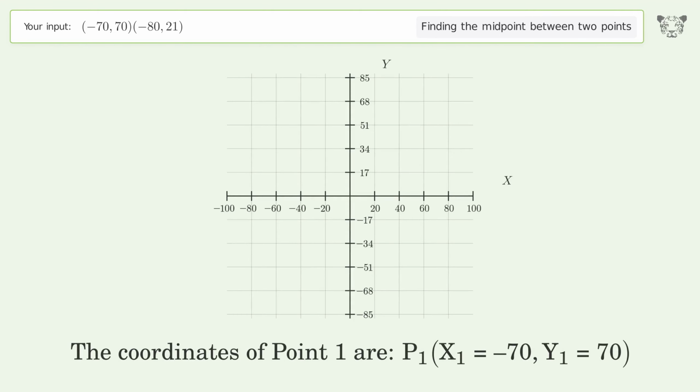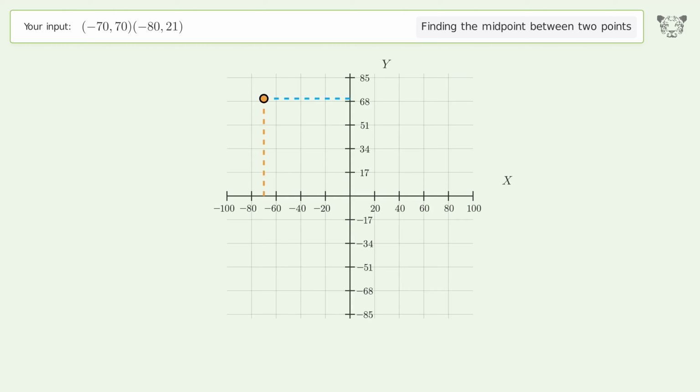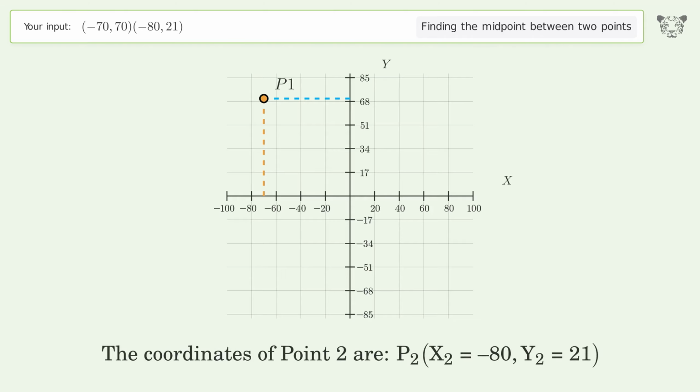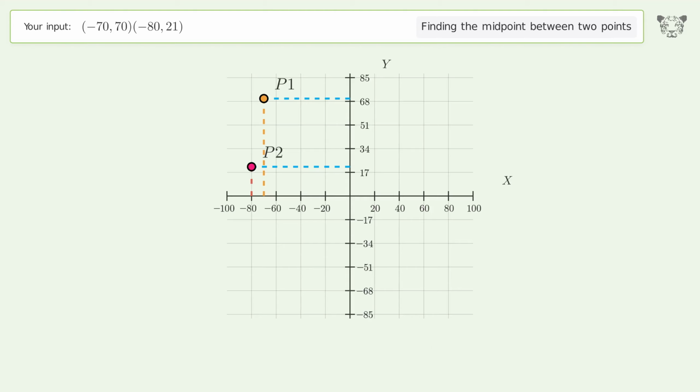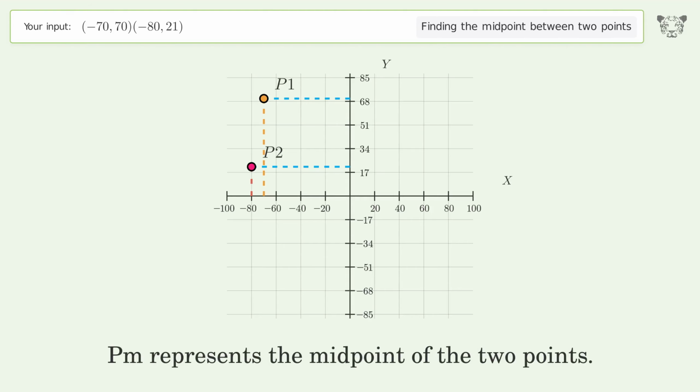The coordinates of point 1 are x1 equals -70, y1 equals 70. The coordinates of point 2 are x2 equals -80, y2 equals 21. PM represents the midpoint of the 2 points.